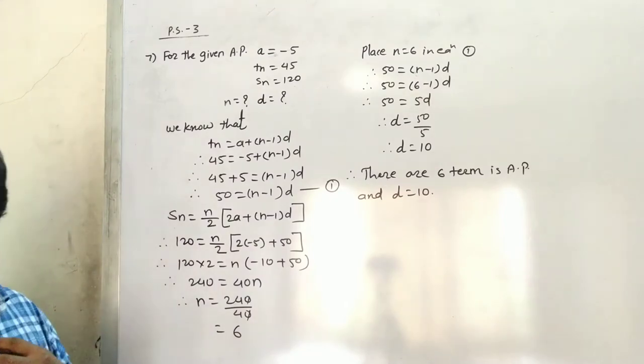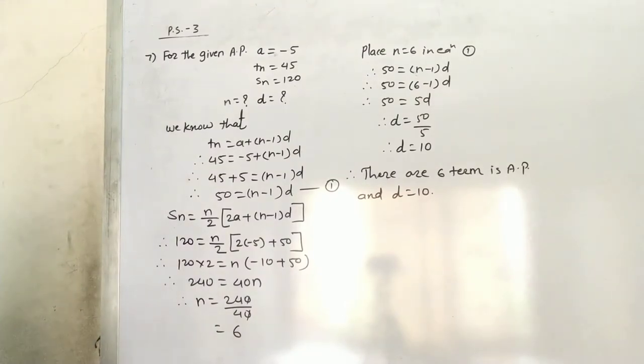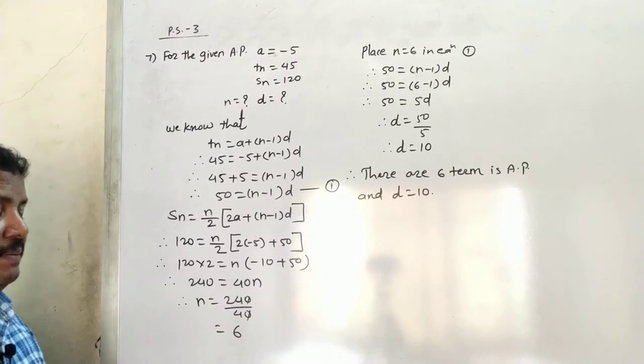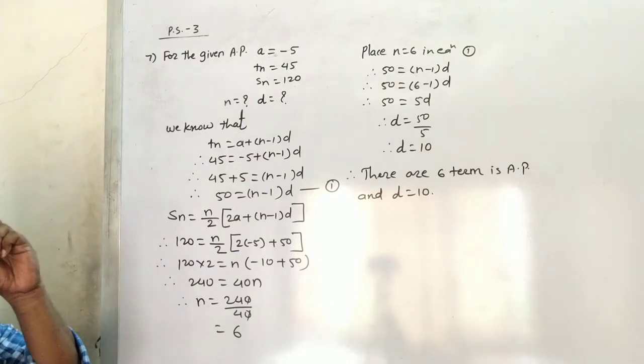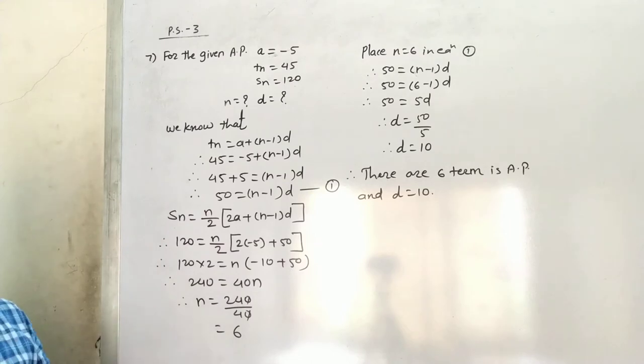Next, seventh sum is: in an AP, the first term is minus 5 and the last term is 45. If the sum of all numbers in the AP is 120, then how many terms are there and what is the common difference? What is given here? First term minus 5, last term 45, and the sum of all terms is 120. Adding all the terms, the answer was 120. So how many terms are there and what is the difference between them?